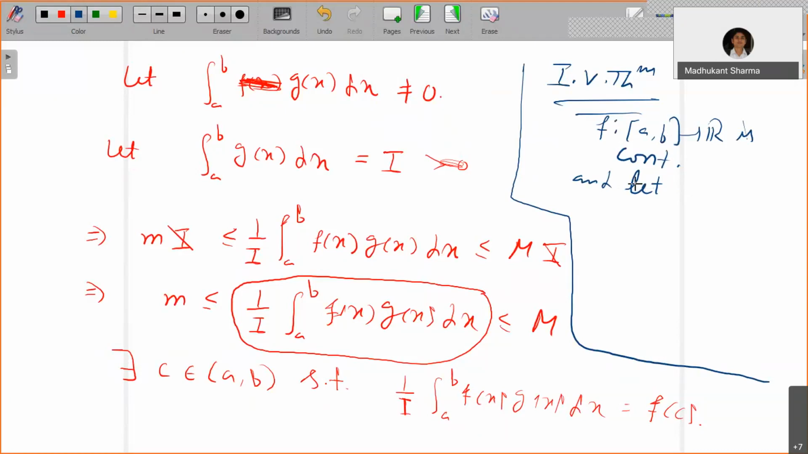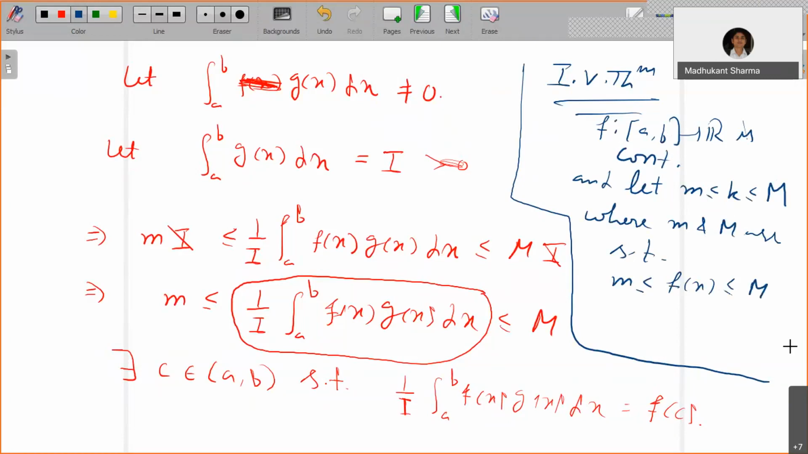So then what will happen is, let small m less than or equal to k less than or equal to capital M, where this small m and capital M are such that small m is less than or equal to f of x less than or equal to capital M. So for every k, any point in between, f assumes every value in between. Okay, so this is the application of the intermediate value theorem.